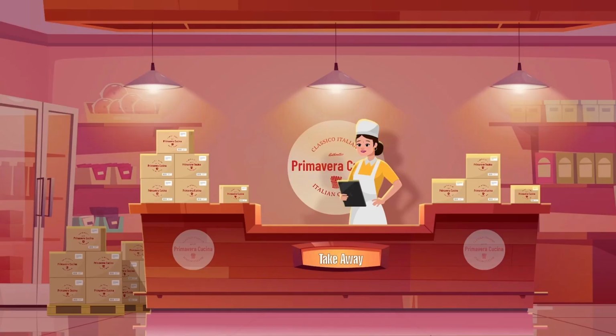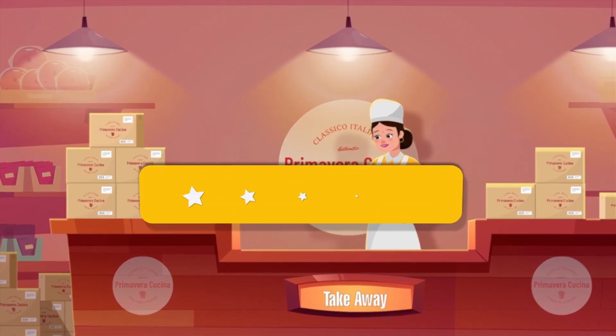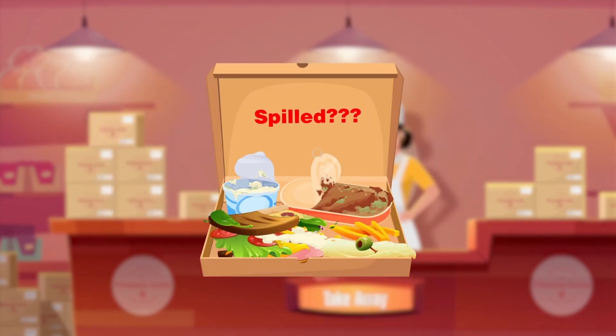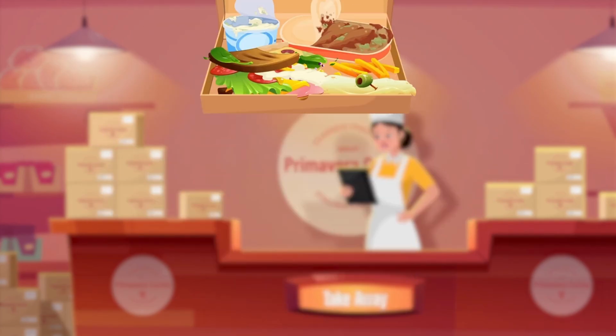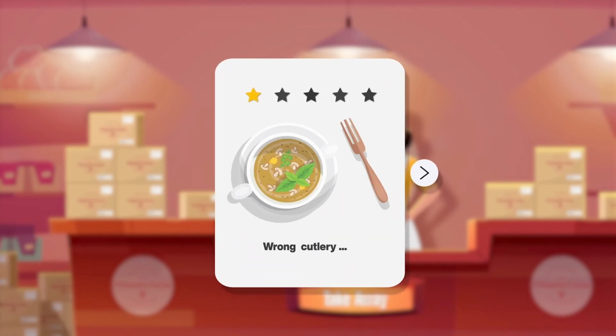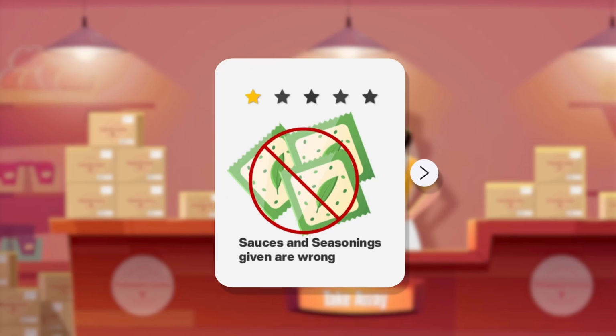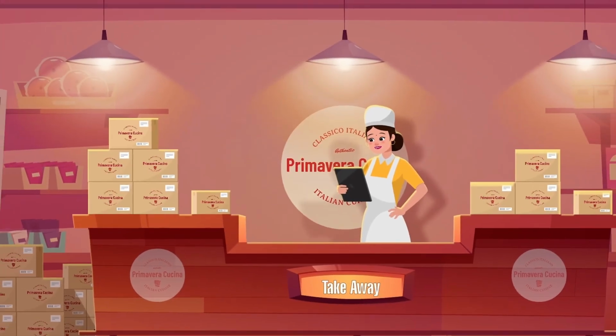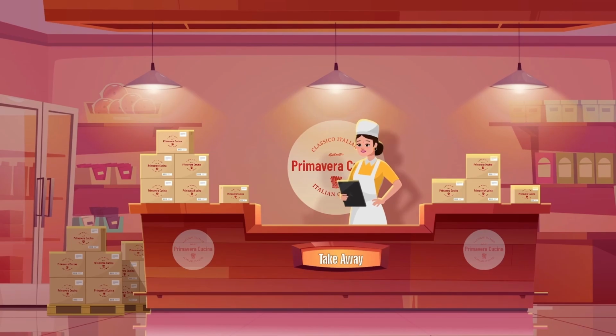Primavera Cucina is a new Italian restaurant. They have been receiving great reviews about their food, but they have also been receiving complaints about their packaging. The complaints are as follows: wrong or not enough cutlery, sauces and seasonings given are wrong, missing orders. How would performing normalization help the restaurant address these challenges?